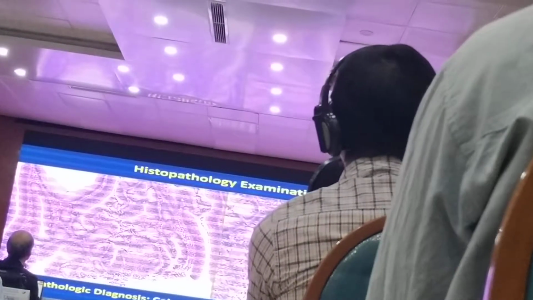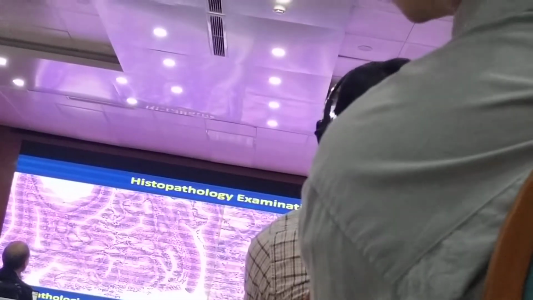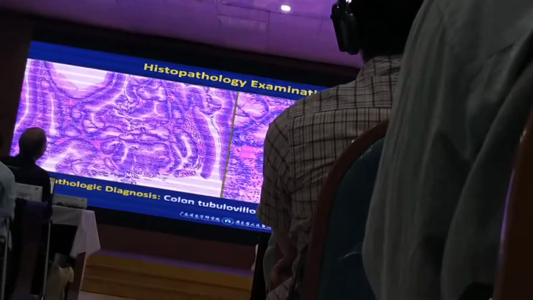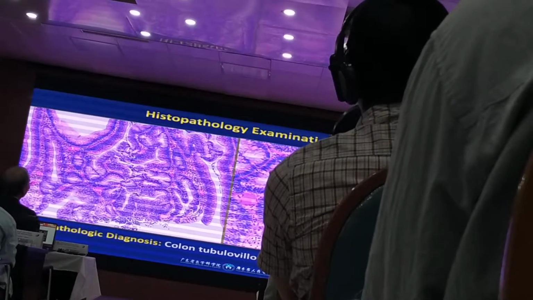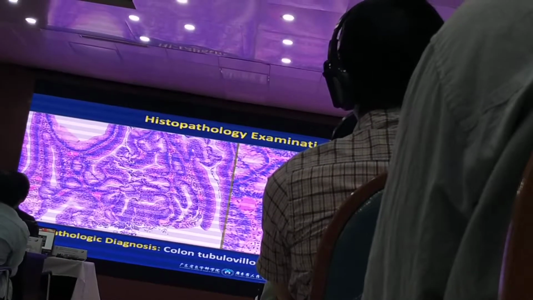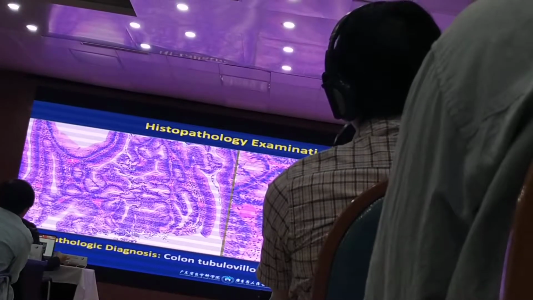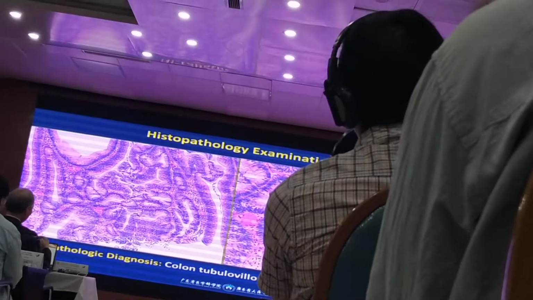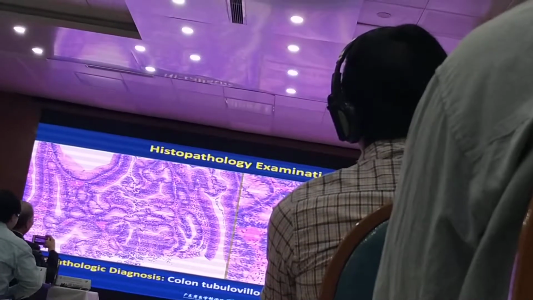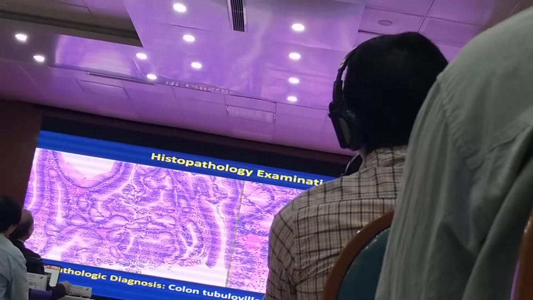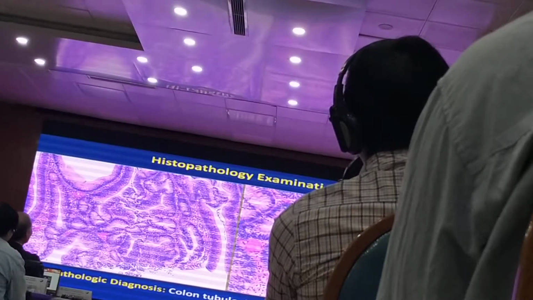These are the HE stained light microscopic images of this patient specimen. We can see the tubulovillous structure. The histopathological diagnosis is colonic tubulovillous adenoma. So the correct answer is C, colon adenoma.